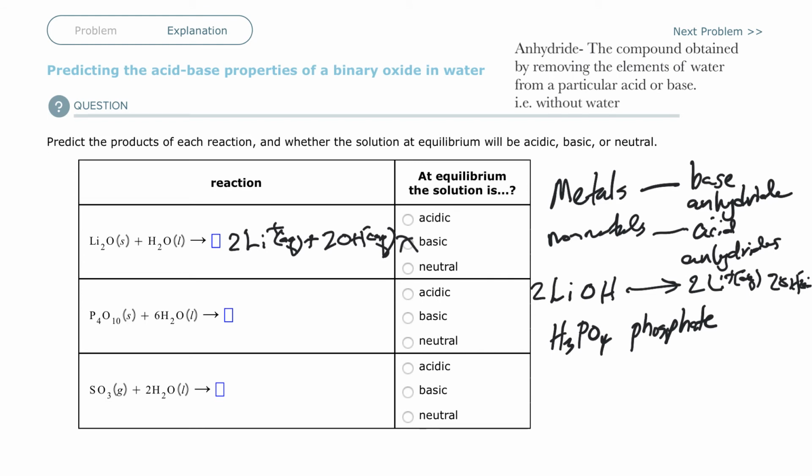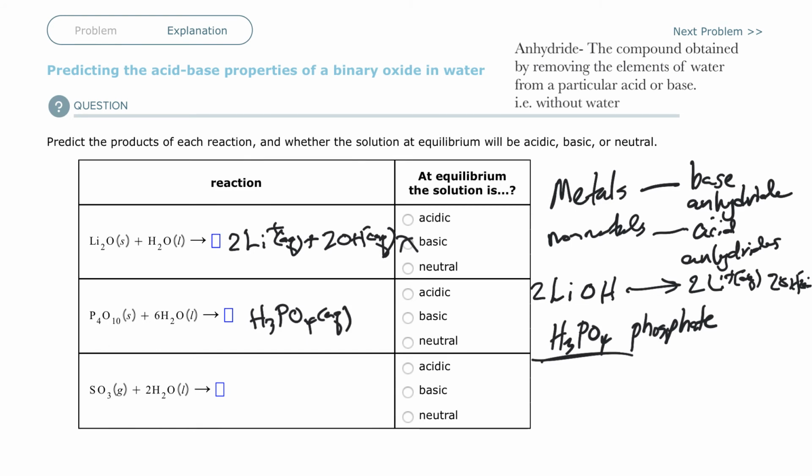So if it's a weak acid and it doesn't completely break apart, you're just going to leave this as your product. So this would be H3PO4 aqueous.